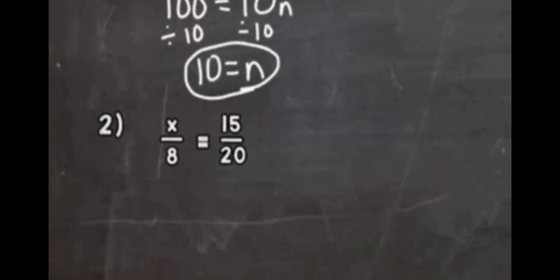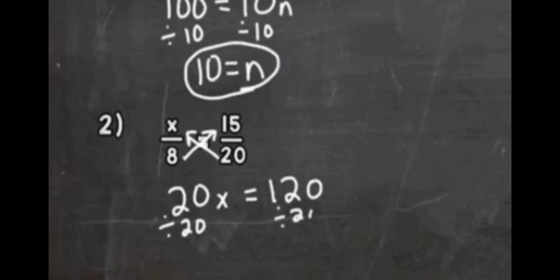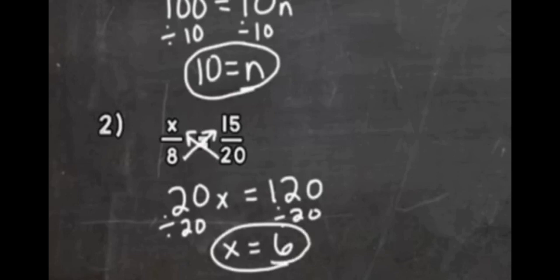In number 2, we have x over 8 equals 15 over 20. So I'm going to draw here to represent cross multiplication. 20 times x gives us 20x, and 8 times 15 gives us 120. So now let's isolate our x and find our answer. Divide both sides by 20 and we get x equals 6. So 6 over 8 equals 15 over 20.